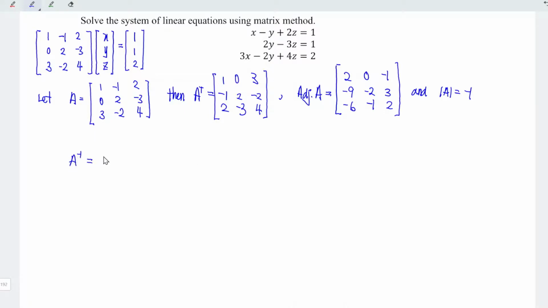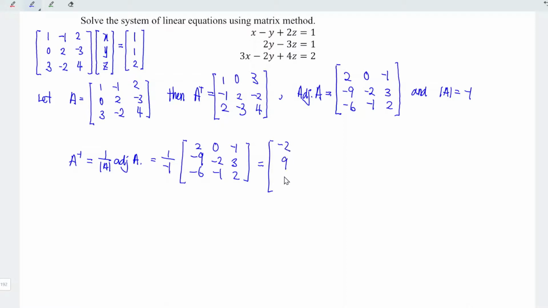And now we are able to obtain the inverse matrix. Inverse is equal to 1 over determinant times adjoint. So which means that we have 1 over negative 1 times the adjoint matrix, 2, minus 9, minus 6, 0, minus 2, minus 1, minus 1, 3, 2, and this is equal to 1 over minus 1, which is negative 1. In other words, we just have to turn the negative sign of this matrix. So we should have minus 2, 9, 6, 0, 2, 1, 1, minus 3, minus 2.